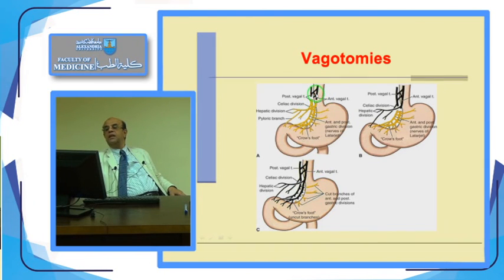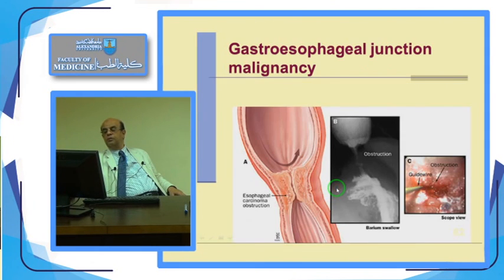So this is the truncal vagotomy. You cut here the main trunk. This is the selective vagotomy. You leave the celiac branch and the hepatic branch, and you cut the rest of the vagus nerve. Here we leave the vagus nerve with the nerve of Latarjet going to the pylorus, but we cut the branches that go to the parietal cells.